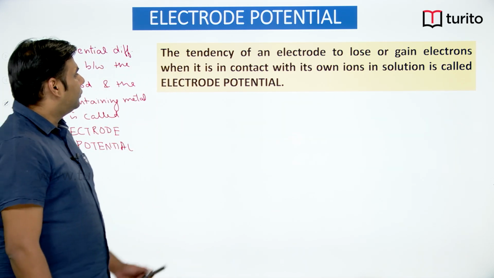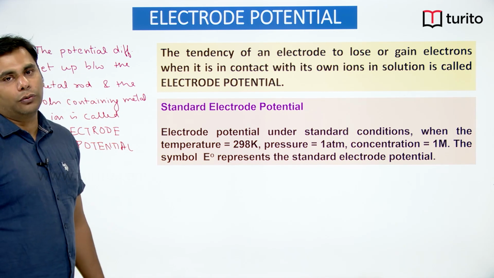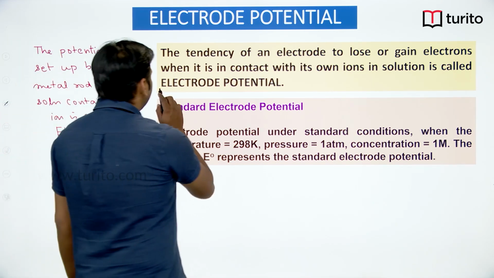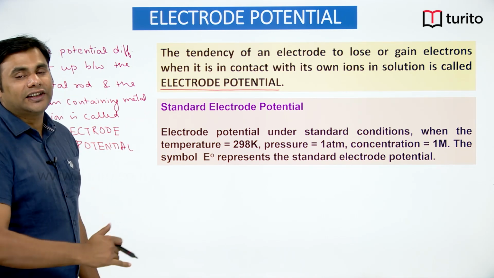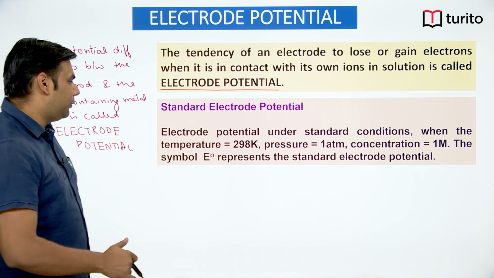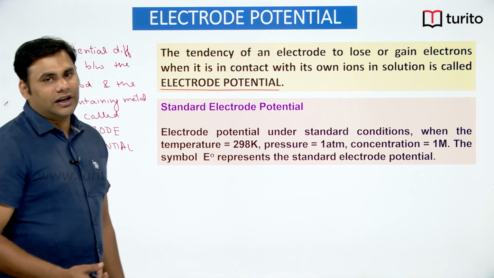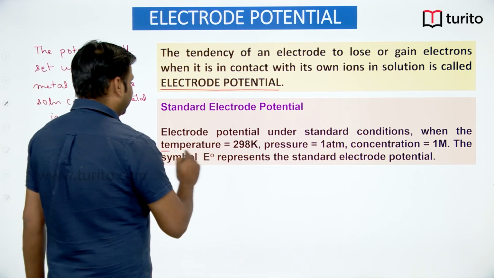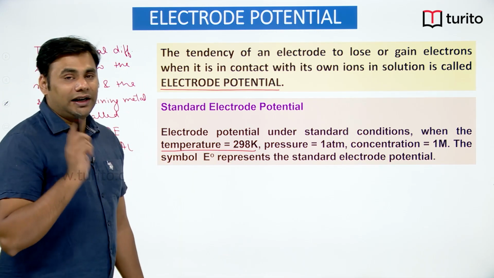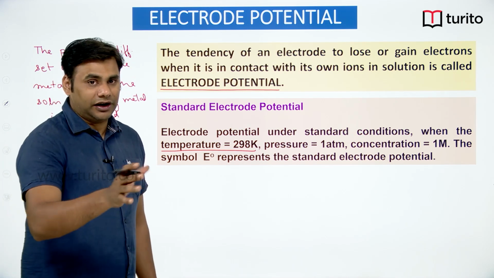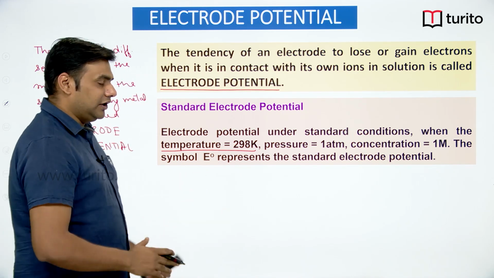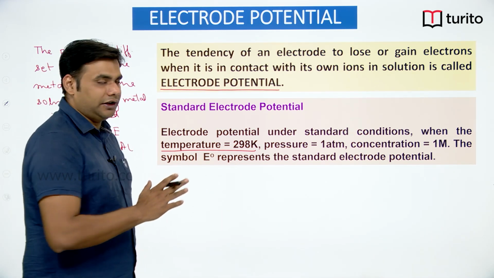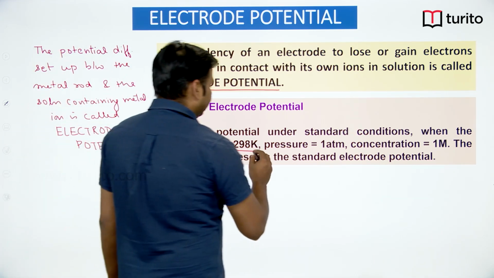So we define a standard electrode potential. Standard electrode potential is the potential measured at standard condition. Whenever you are measuring the electrode potential under standard conditions, the temperature is 298 Kelvin. Standard condition and STP conditions are different. STP is standard temperature and pressure. Standard condition is basically the condition where temperature is 298 Kelvin and pressure is 1 atm.